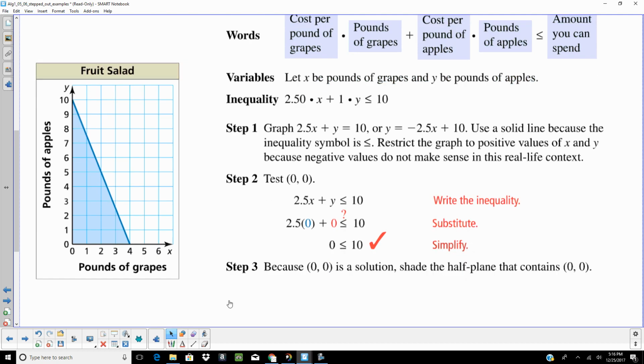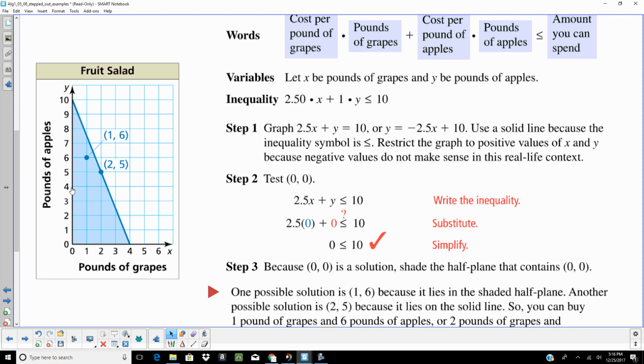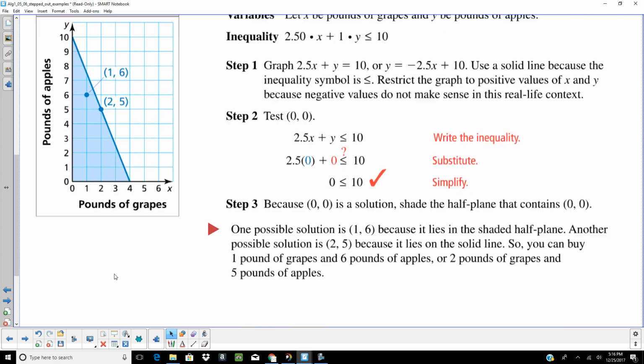So I need to make some interpretations. What that means is anything in here is a solution. So I can buy 1 pound of grapes, 6 pounds of apples. 2 pounds of grapes, 5 pounds of apples. You could also have gone right here, 1, 4, 3, 1. You could not have done 1, 8 because that would have been outside. So there's actually a ton of solutions inside that shaded region.